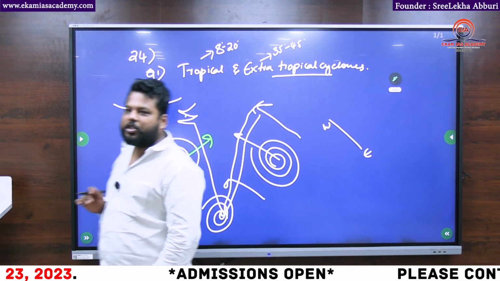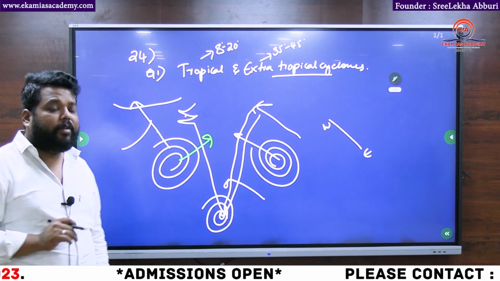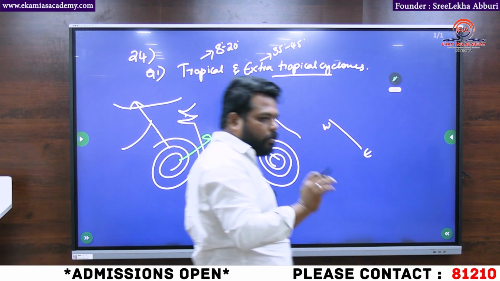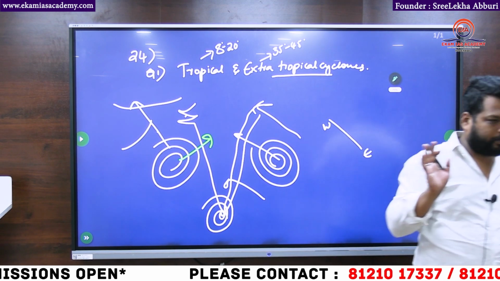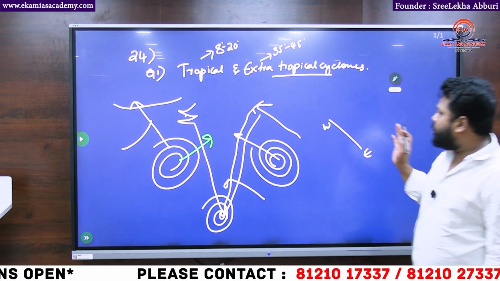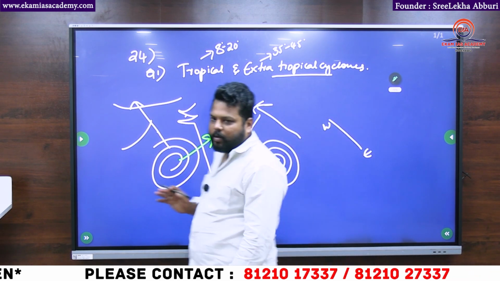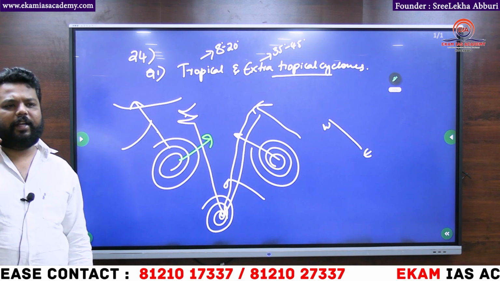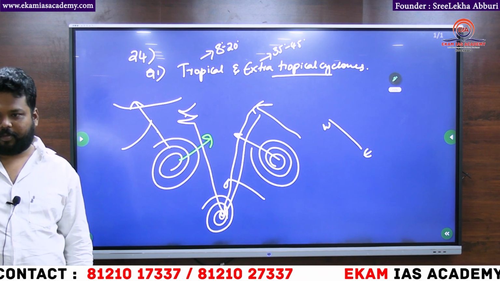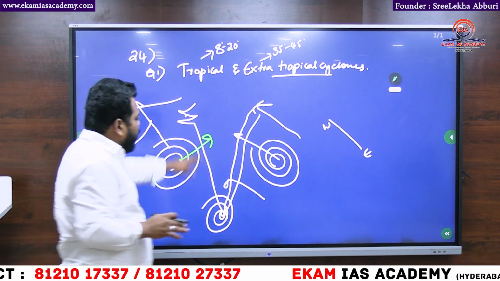Tropical cyclones in general: 95% of the tropical cyclones originate between 8 to 20 degree latitude. Extra tropical cyclones, or frontal cyclones, originate between 35 to 45 degree latitude. Do remember this. Are you getting this?